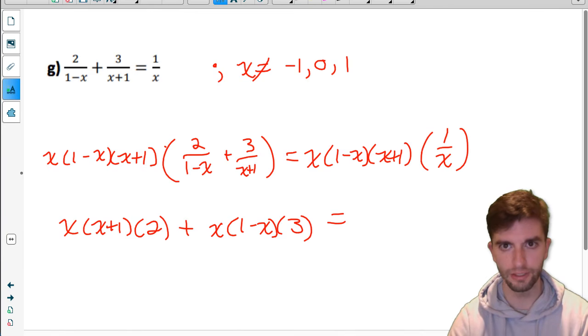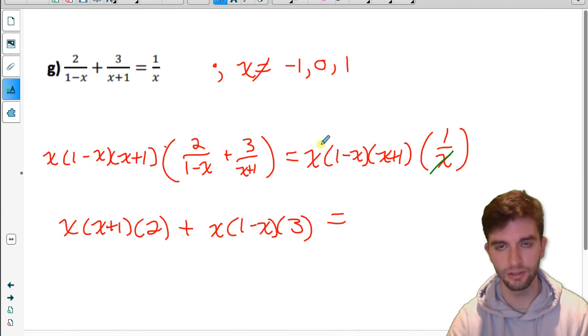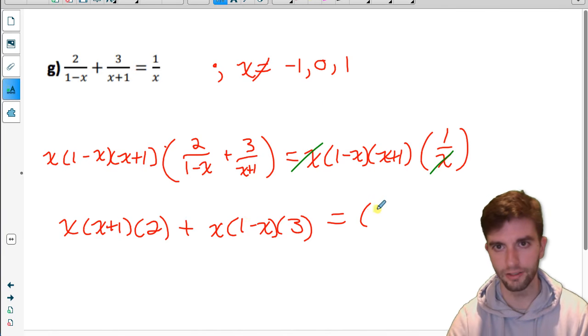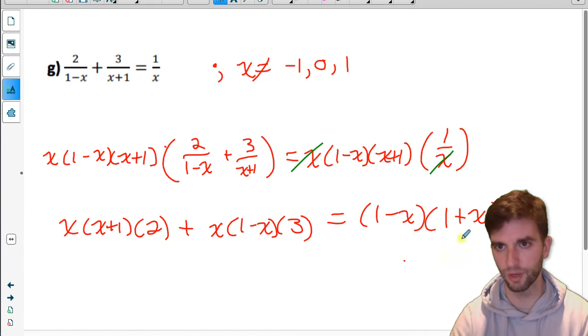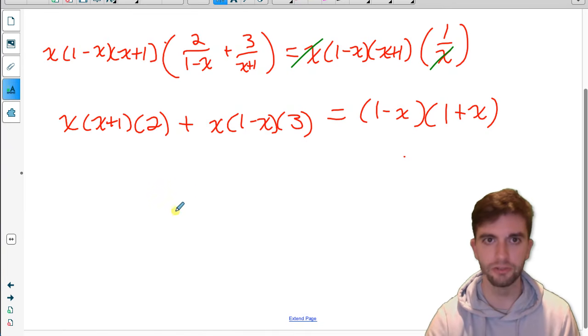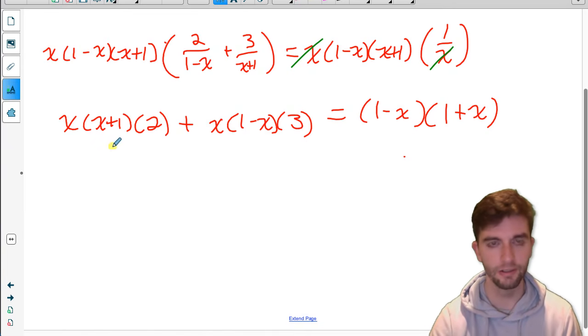And on the right side of the equation, that x cancels with that x. So all I'm left with on the right side is 1 minus x times x plus 1, which is actually, let me just rewrite the order of that. Let me write it as 1 plus x, just so you can see that it's a difference of squares. So now we have no fractions. Let's just expand it all and simplify.